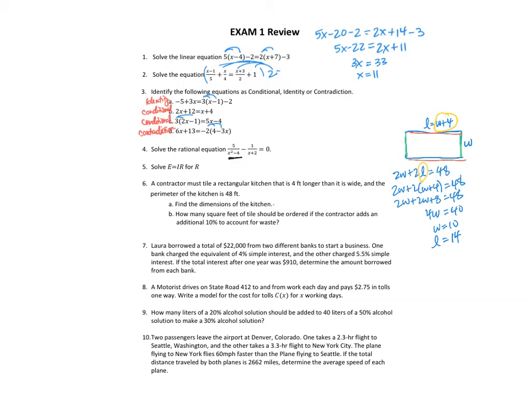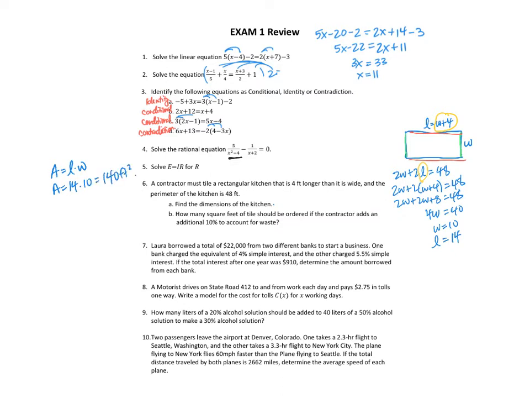On part B, it says how many square feet of tile should be ordered if the contractor adds an additional 10% to account for waste. And so here, I need to find the area of this kitchen. I know that the area of a rectangle is length times width. So the area is going to be 14 times 10, which is 140 square feet.